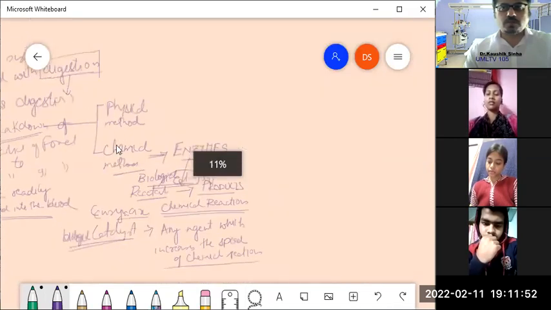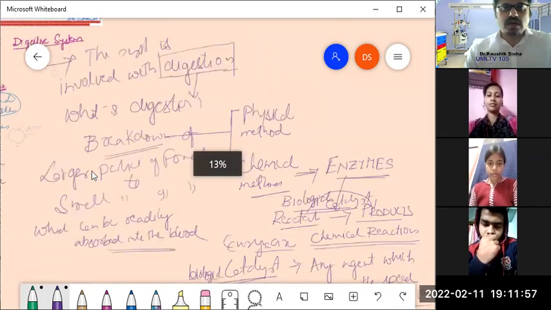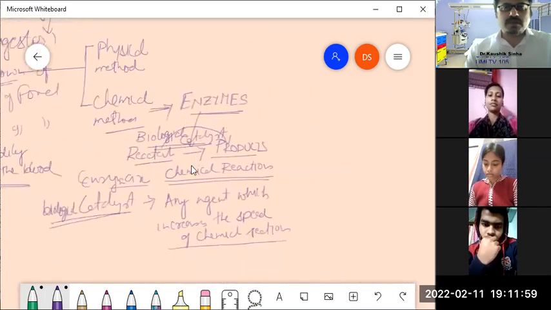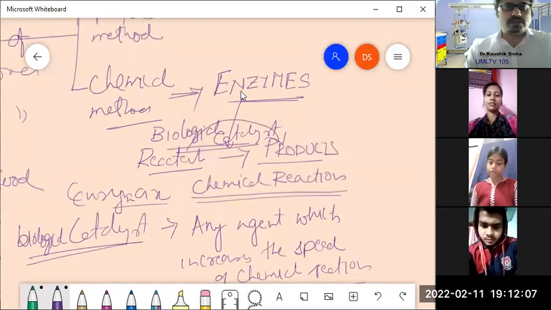Okay, so to break down the food, the physical method is in application area. Now there are chemical methods as well. Chemical methods means the biological reactants getting converted to products, I mean breaking down into products with the help of something called enzymes.